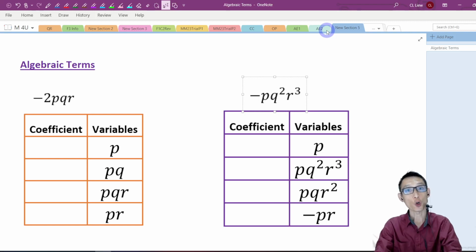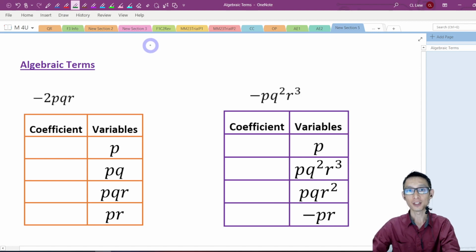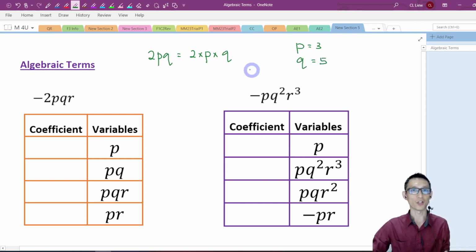In this video, let's talk about algebraic terms. So let's say you are given an algebraic term 2pq. What does this mean? It means 2 times p times q. Let's say the question tells you that p is equal to 3 and q is equal to 5. So what is the value of 2pq?